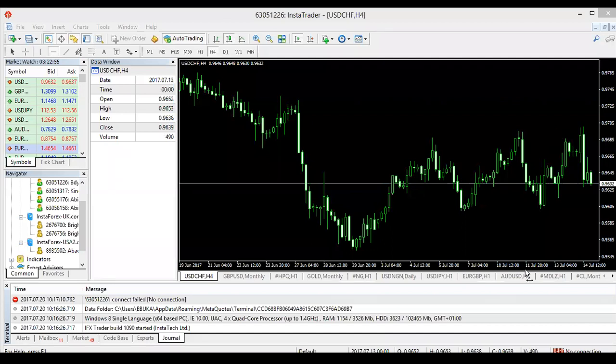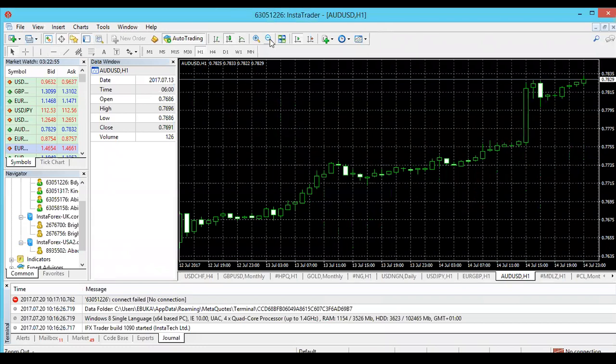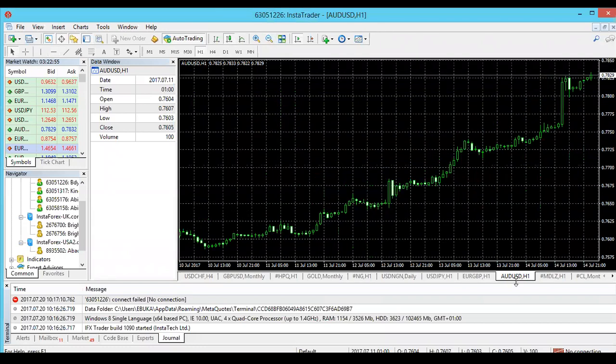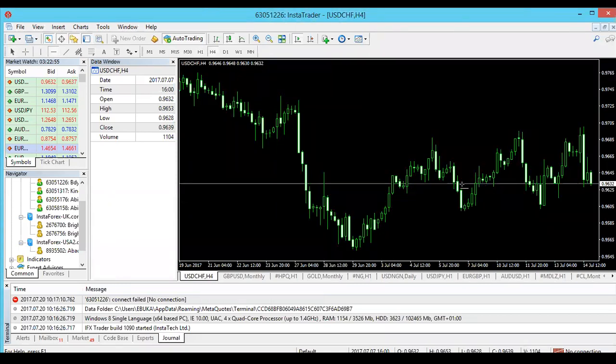Let me show you something. Now look at Australia. Look at their chart. That chart is a one way chart. This one is an uptrend, going up in one direction. I can see the difference. It's not like this one. So this chart is a hectic chart.